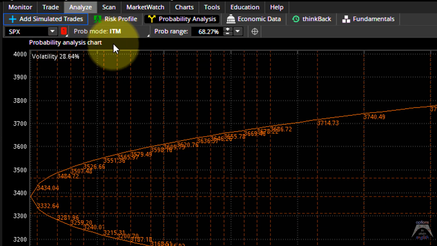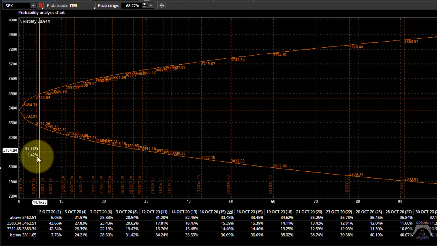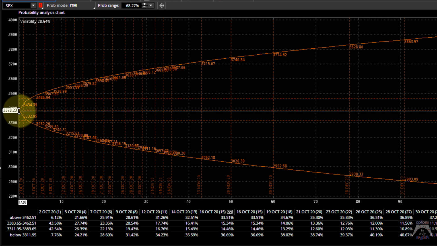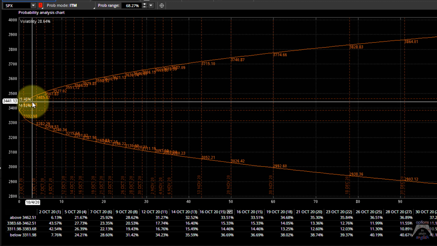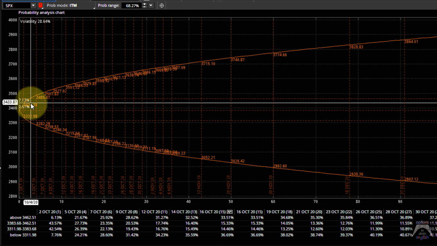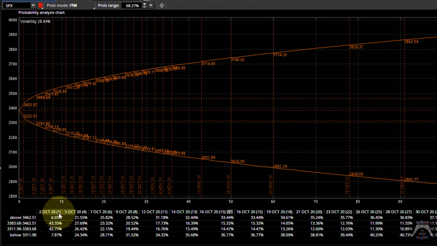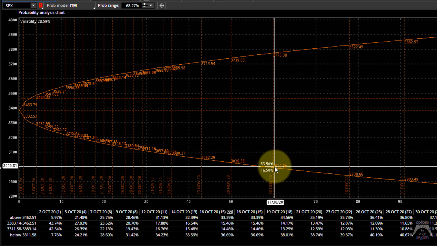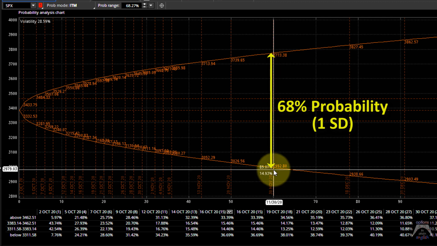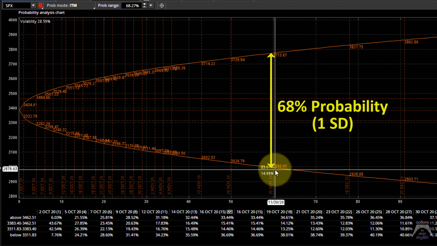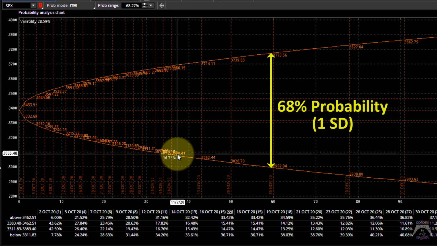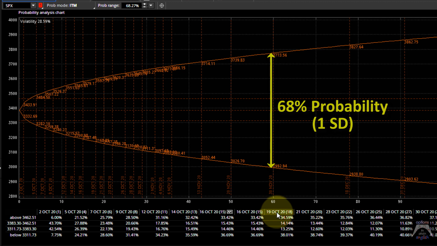When we go to analyze here and we pick probability analysis, what we have here is the SPX, which is where we're at now, 33.85. And this probability cone represents what the volatility is telling us, that by, for example, the 19th of October, SPX options are telling you that it is 68% probable that the SPX is going to be between 29.93 and 37.73. So this is the expected range for the SPX from now until, in this example, October 19th.